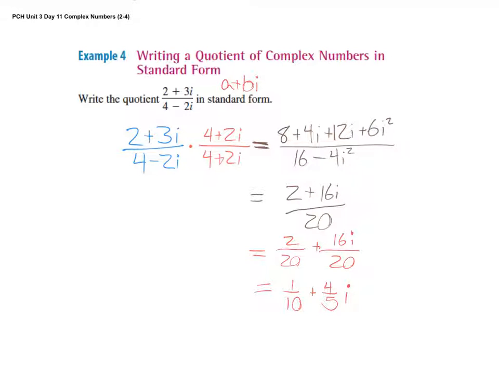Can you write it like 4/5 i? Or you could write that as 4i over 5. You can't do 4 over 5 with the i underneath. So the final answer is 1/10 plus 4/5 i. That's correct.